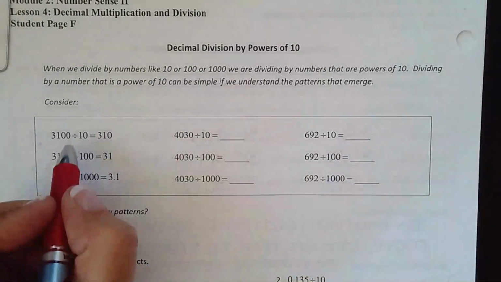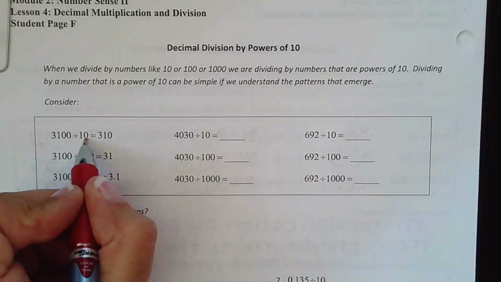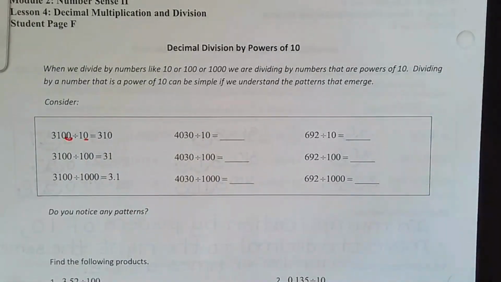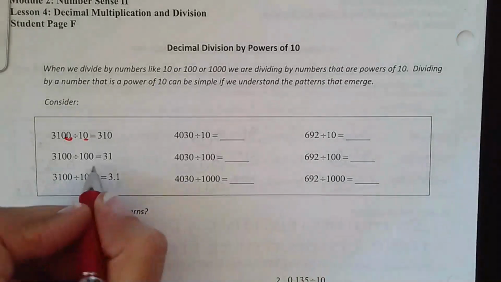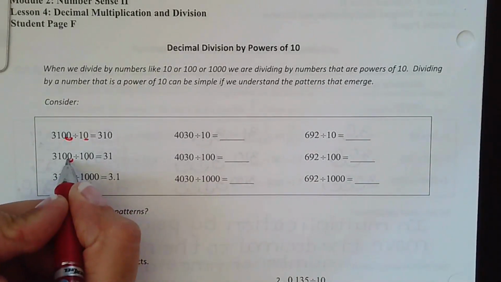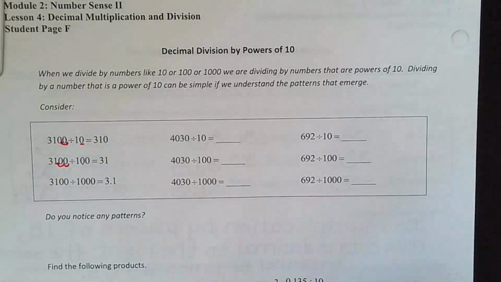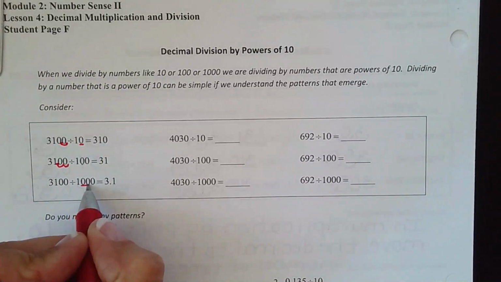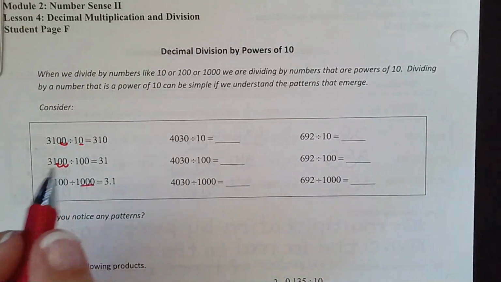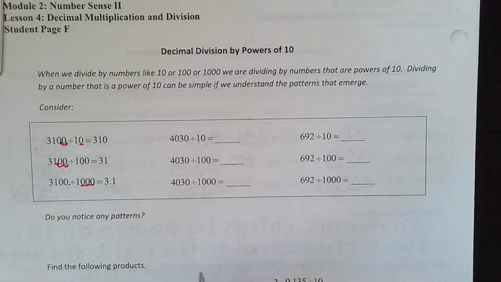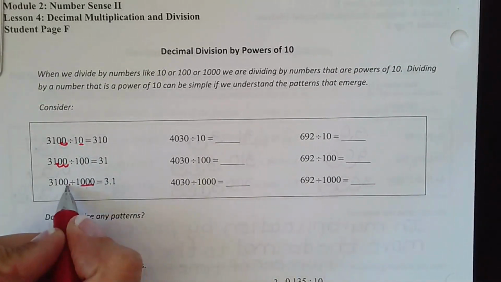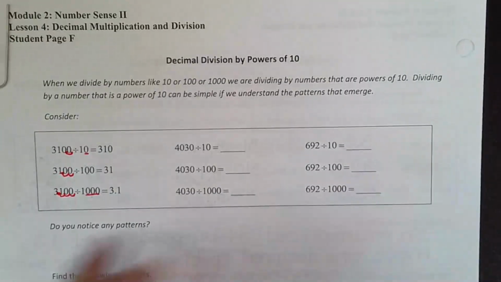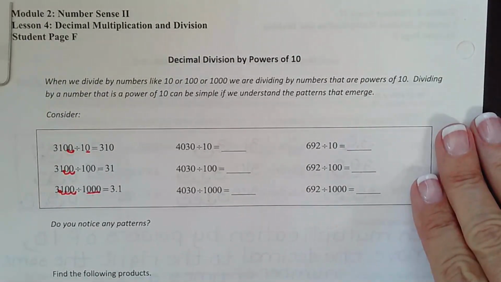So 3,100 divided by 10, that says move it left 1. So that's where they got the number 310. 3,100 divided by 100 says move it left 2. So that turns into 31.00, which is just 31. Move the decimal place left because it's division, 3. So every whole number has its decimal at the end, don't forget. And when we go left 3, 1, 2, 3, that number just turns into 3.100, which is 3.1.